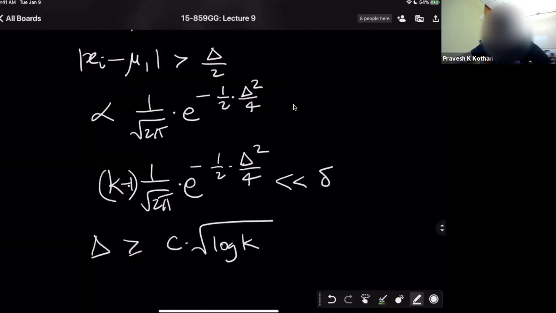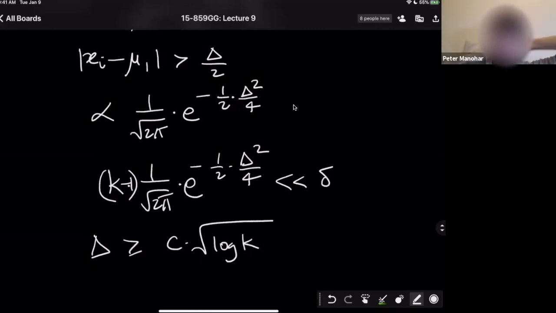But the point I'm making is very simple. If I look at points generated from any one of the clusters but the first cluster, then the chance that one of the points from that cluster is assigned to the first cluster is e to the minus delta squared over 8 or whatever. And now, I have k minus 1 such different clusters. So I would like, I think, okay, no, so I'm doing the argument.